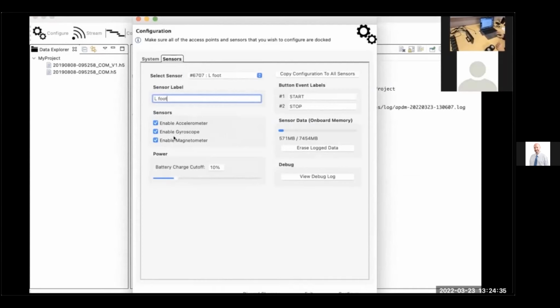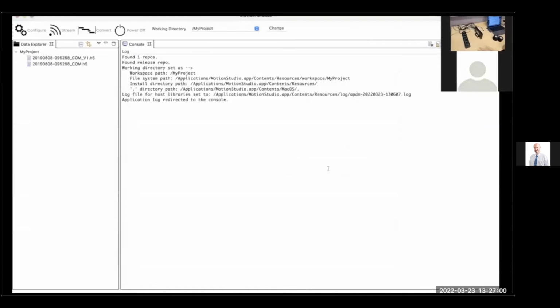You can take on or off the different types of data you acquire, and you can also set a button event. So the nice thing about these sensors is they have a button on either side, and you can mark your data if you're in the field or if you're in the lab as well.